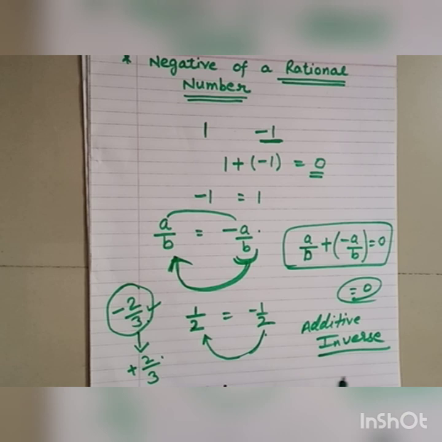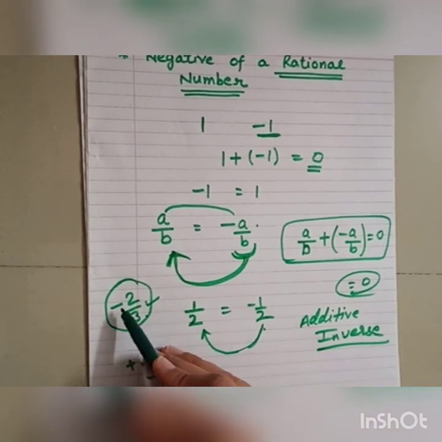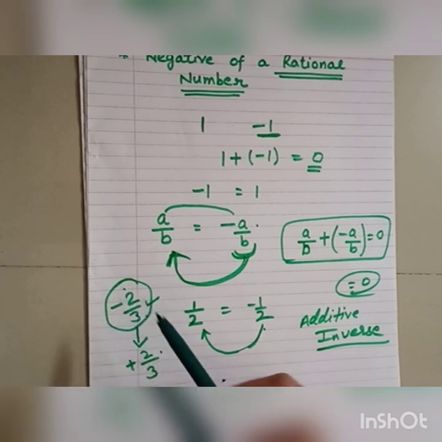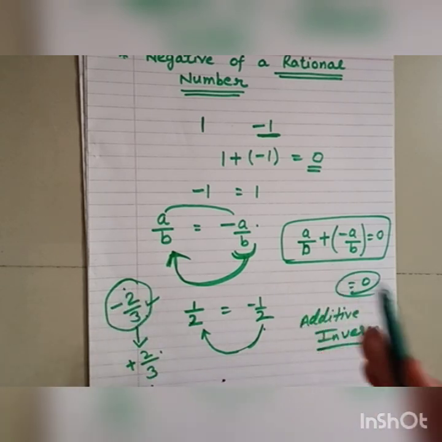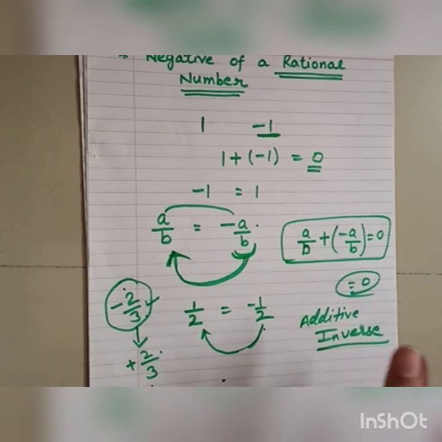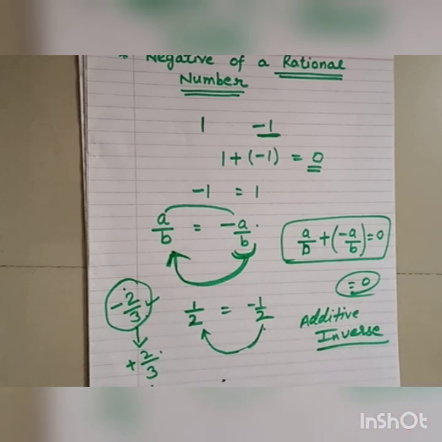Additive means sign change. Okay. So the negative of this rational number is plus 2 by 3. Change negative to positive, positive to negative. You can remember it like this. Okay, and solve all these questions this way, in one word, in a single line.